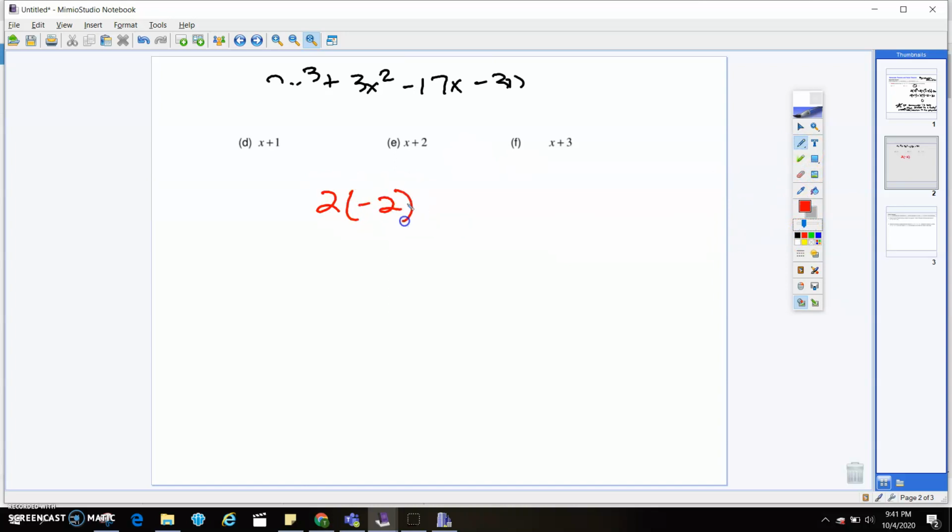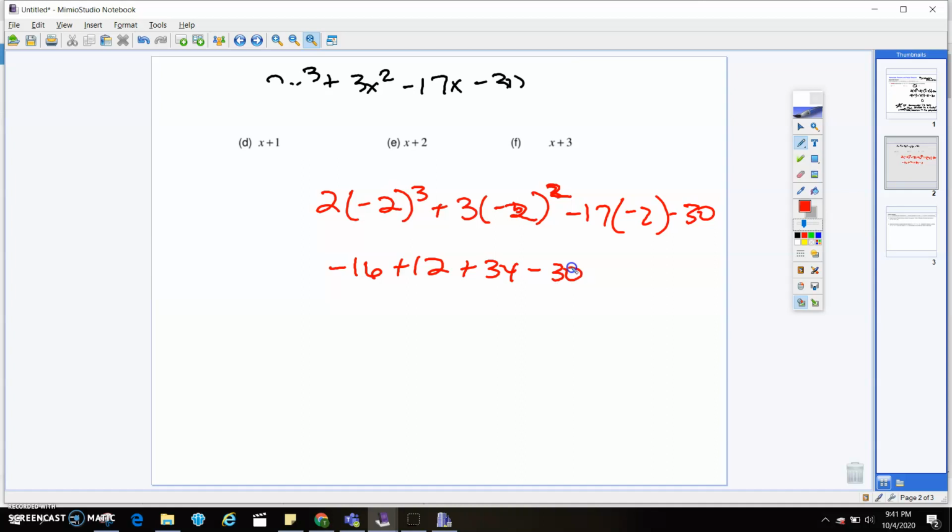So 2 times negative 2 to the third plus 3 times negative 2 to the second minus 17 times negative 2 minus 30. I'm going to combine my like terms, or I'm going to simplify, and that's going to give me negative 16, because this will give me negative 8 times 2, and then this will give me positive 12. This will give me positive 34 minus 30. I'm going to combine my like terms, negative 4, and then this will give me 4. Negative 4 plus 4 is 0. So negative 2 is definitely going to be an x-intercept of this polynomial.